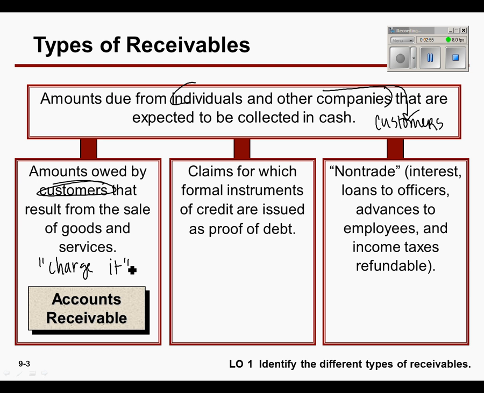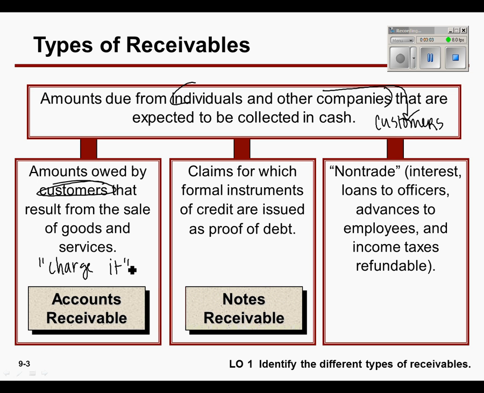Tell me the answer to the middle one. When the ARs don't pay their bill, time and time again, what do we usually turn them into? Notes receivable, we turn into a loan. A formal instrument of credit, that's what a loan is, issued as proof of the debt. So basically they can't pay their bill, or maybe they're borrowing a substantial amount of money from us, and we're going to say, all right, we're going to turn you into not an accounts receivable, but rather a notes receivable. You're a loan now. We're loaning you the money.